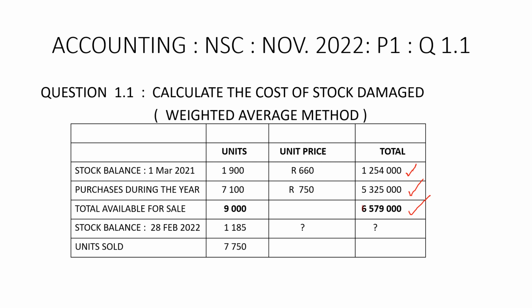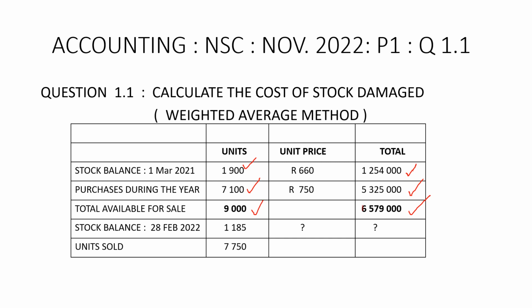Please note, in this question, we do not have carriage on purchases, which you need to add on, remember, to the unit price, and we do not have the returns, which you need to remove from the total cost of goods available for sale. Right, the number of units opening balance is 1,900 and the purchases for the year is 7,100 units. So therefore we have 9,000 shirts which are available for sale.